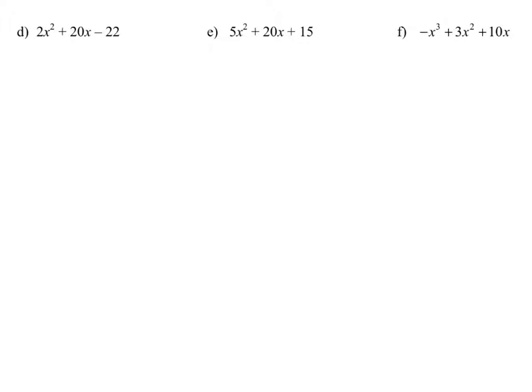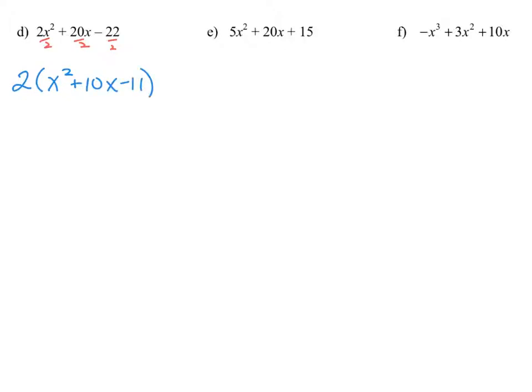To factor 2x squared plus 20x minus 22, we begin by factoring out the greatest common factor. I notice that all the numbers, the coefficients and the constants, are even numbers, so I know 2 is the greatest common factor. If you factor out a 2, that's the same thing as dividing each of those by 2, and we get 2 times the quantity x squared plus 10x minus 11.